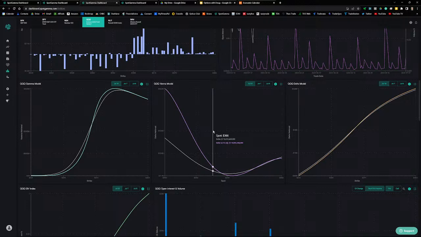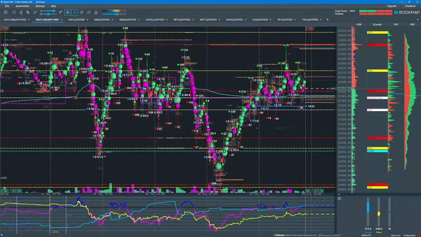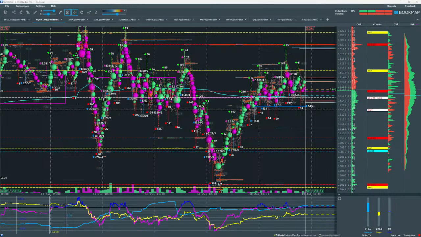And now for QQQ, my thesis for the day was a little bearish based on the shift lower in the put wall and the absolute gamma strike for QQQ. All right, so that was my planning process thesis, and now let's take a look at some setups. And actually, before I do that, sorry, I meant to open these up earlier.